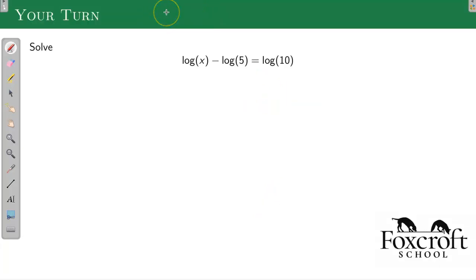All right, so here's one for you to try on your own. The only kind of curveball I throw at you is there's a minus sign there. So be careful with that. I'll show you the answer to this problem in 3, 2, 1.